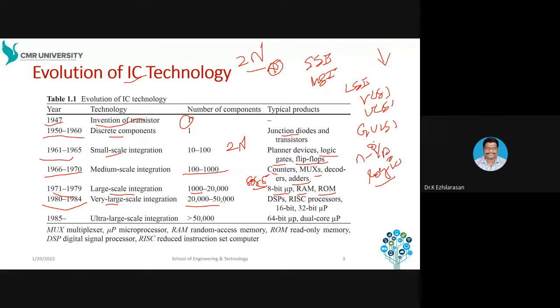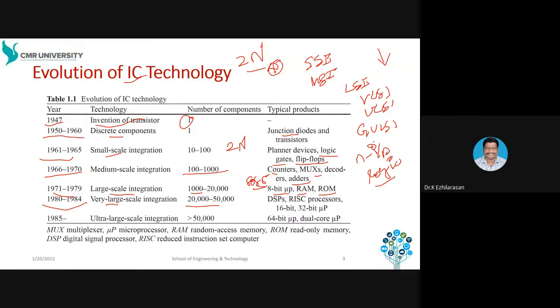Actually, these numbers are given approximately. I can even say 20,000 to 1 million transistors; it is not exact. Around less than 1 lakh transistors can be accommodated in a single IC. The examples are 16-bit microprocessors, 32-bit microprocessors, DSP, that is digital signal processors, and RISC processors. Those all come under very large scale integration.